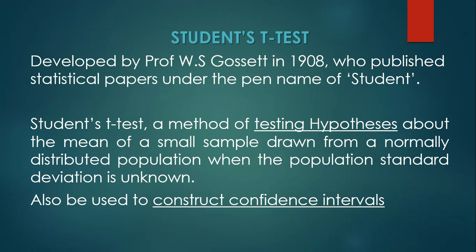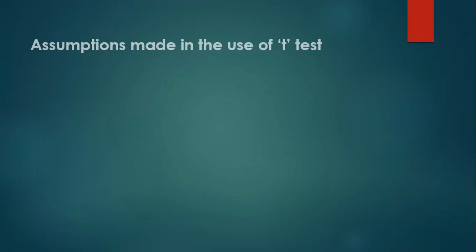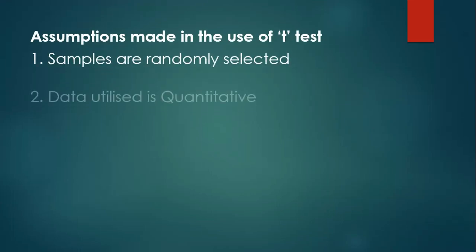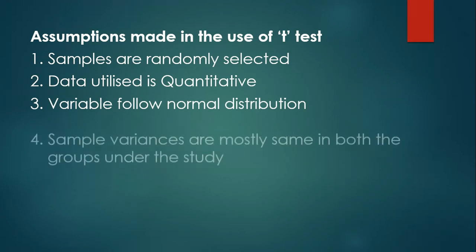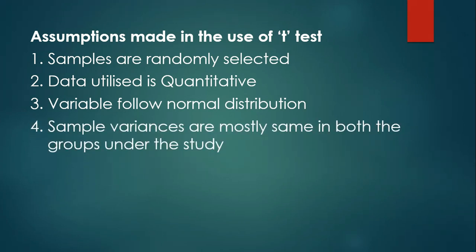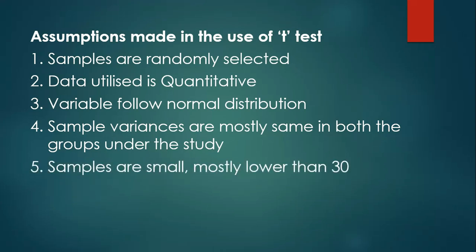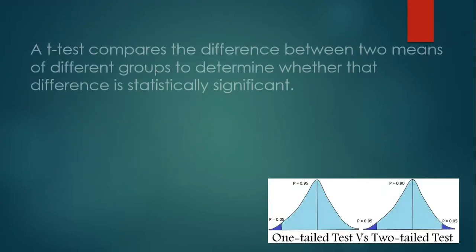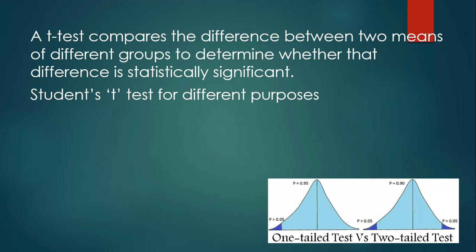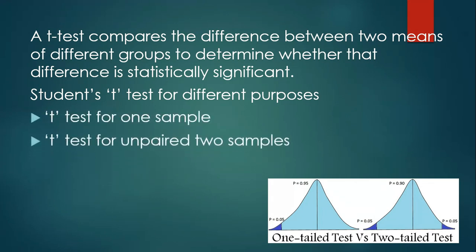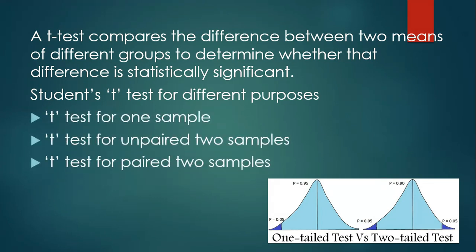Let's move on to the assumptions made in the use of the t-test. First one is that samples are randomly selected. Quantitative data are used in the t-test. Variables follow a normal distribution. The sample variances are mostly the same in both groups under study. Samples are small, mostly lower than 30. A t-test compares the difference between two means of different groups to determine whether that difference is statistically significant. The student's t-test is used for different purposes: t-test for one sample, t-test for unpaired two samples, and t-test for paired two samples.